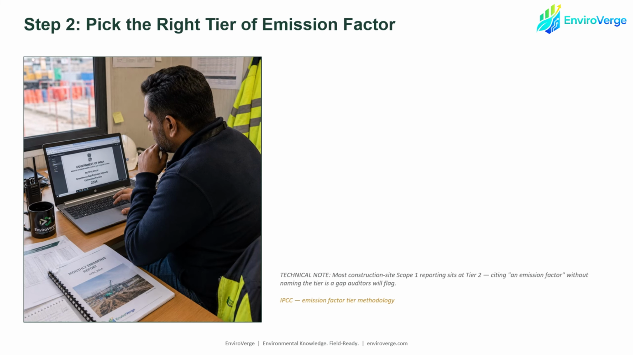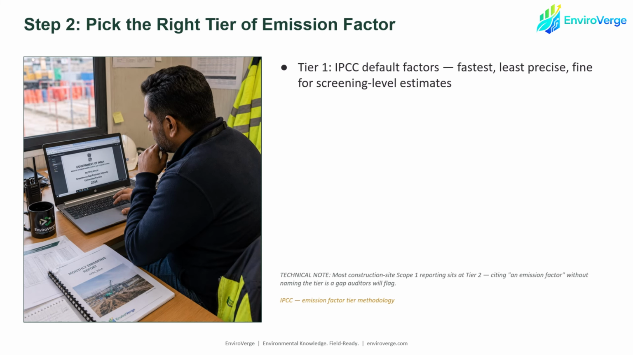Once you have your activity data, you need an emission factor. And not just a factor, the right tier of factor for your reporting purpose. The IPCC gives us 3 tiers. Tier 1, IPCC default factors. Fastest, least precise. Fine for a screening level estimate or a pre-feasibility assessment. Not appropriate for a disclosed ESG inventory.